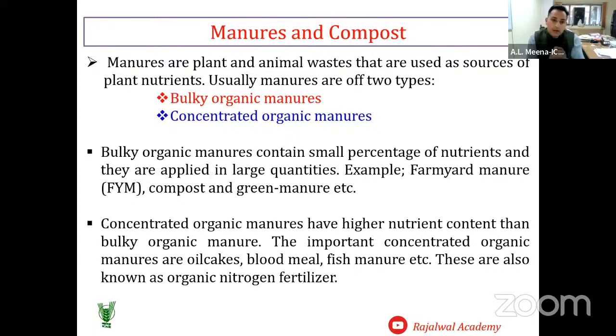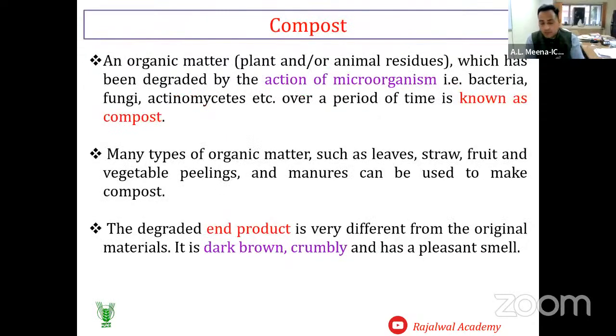So bulky organic manures contain a small percentage of nutrients, and they are applied in large quantities. Examples of bulky organic manures are farmyard manure, compost, and green manures. And concentrated organic manures have higher nutrient content than bulky organic manures. The important concentrated organic manures are oil cake, blood meal, fish meal, and many more. They have a higher amount of nutrients as compared to bulky organic manures.